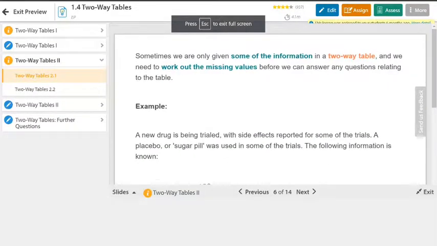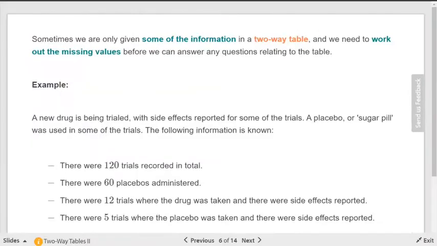Sometimes we're only given some of the information from a two-way table, and we need to work out the missing values, which is no big deal because we're always talking about totals. What does total always mean? Add. Yeah, you're just adding things together, right? Well, if I have a total and I want to find a part, that's not addition, but what? Subtracting. Subtract what you know from the total and you'll get the rest of it. Okay? So you're going to see some that you have.